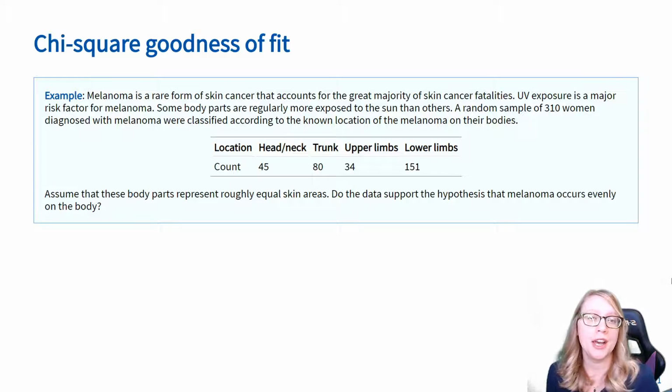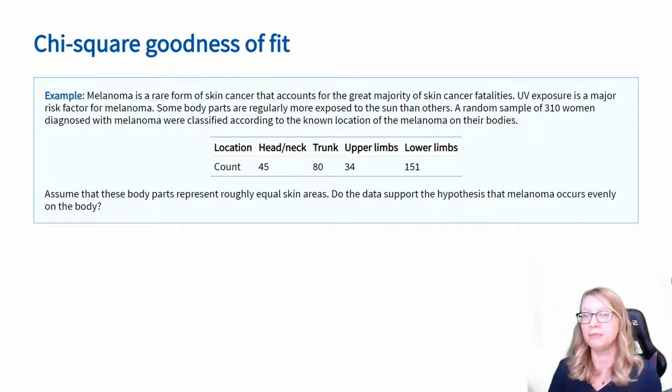Let's illustrate how this goodness of fit test works with some examples. Melanoma is a fairly rare form of skin cancer that accounts for the vast majority of skin cancer fatalities. One cause of melanoma is increased UV exposure. So the more sun or UV light exposure you have, the more likely it is that you might develop melanoma.